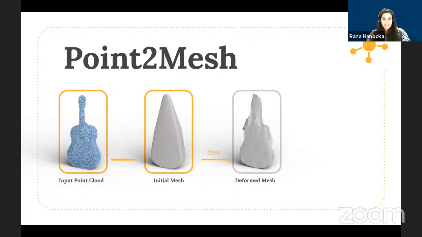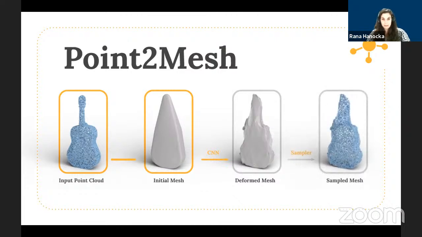The deformed mesh is then passed to a differential sampler, and then this results in a sampled mesh. We calculate the distance between the sampled mesh and the input point cloud, which is used to update the CNN weights. And then we iteratively perform this update where the deformed mesh in the next iteration should more closely approximate the input point cloud. The CNN used in this work relies on the earlier work that I mentioned, mesh CNN.